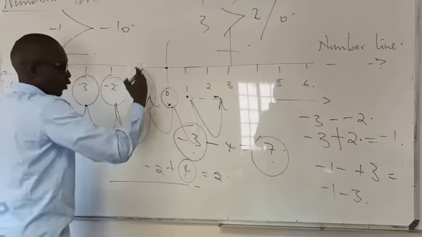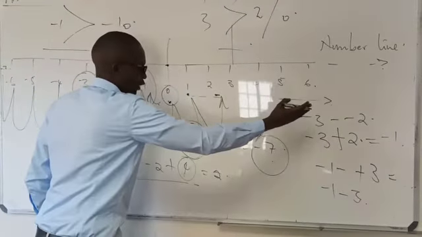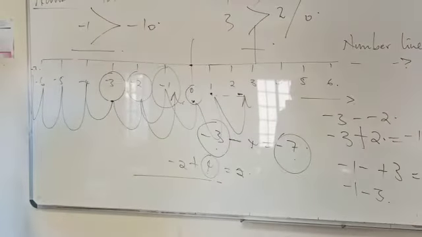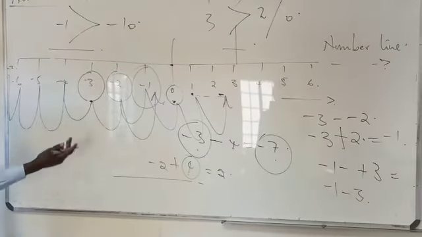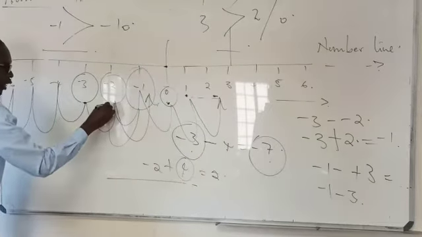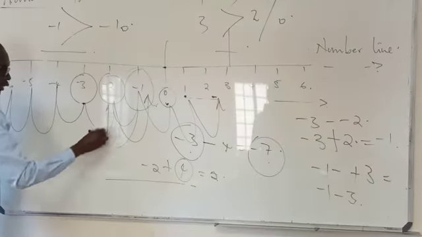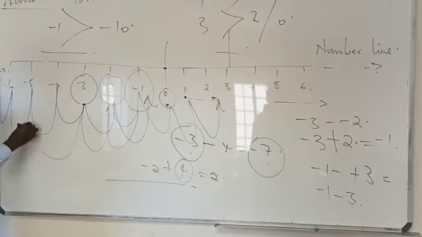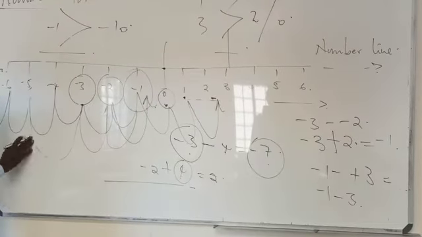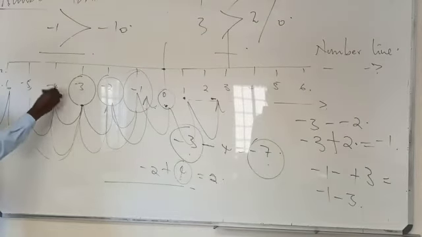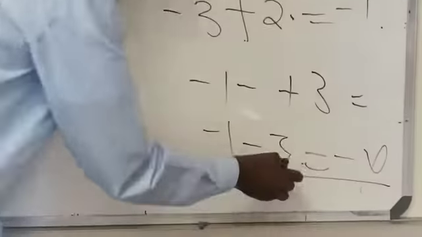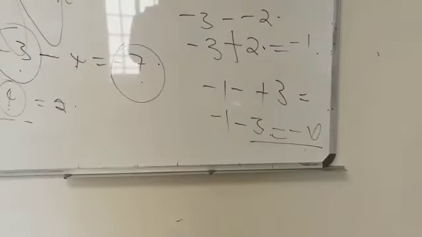Minus 3, we are not going to this other side because if we go to this other side, we're going to meet a positive, meaning we are supposed to go the other side, which is a minus. Then we say minus 1, here's our minus 1. Step number 1, then step number 2, step number 3. Meaning my answer here will be negative 4. That is the answer at the end of the day.